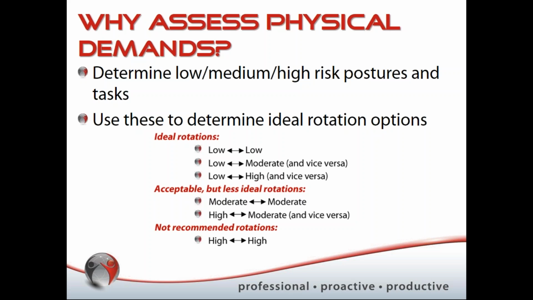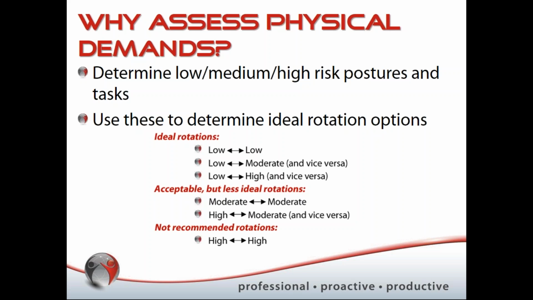Acceptable as well, but perhaps less ideal, is moderate risk to moderate risk. So I have a job that has a decent amount of hand and wrist activity, and I rotate to another area that has a decent amount of high risk activity. Not necessarily high risk, but that moderate risk area is sort of that gray area. It will cause injury for some people, not for others. So we would love to rotate them down to a low risk and reduce their exposure. If you can't, moderate to moderate's not bad. Again, high to moderate and vice versa still gives you a break, but isn't as ideal as going from high to low. Obviously, the injury risk reduction is going to be less.